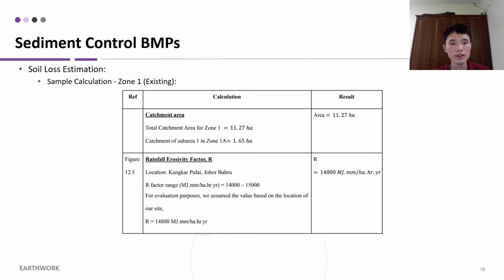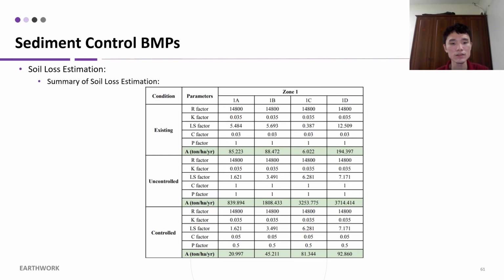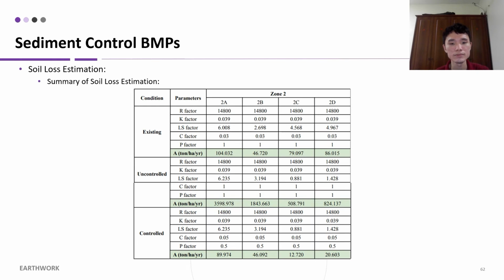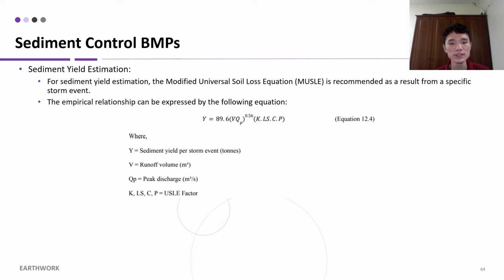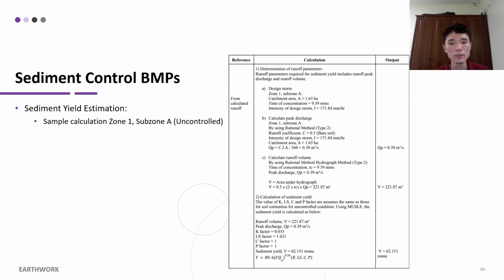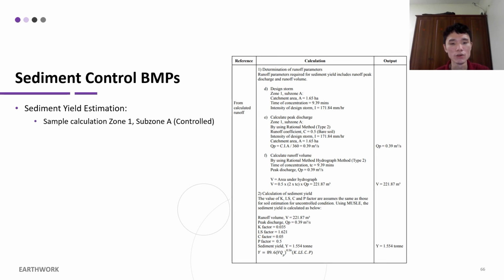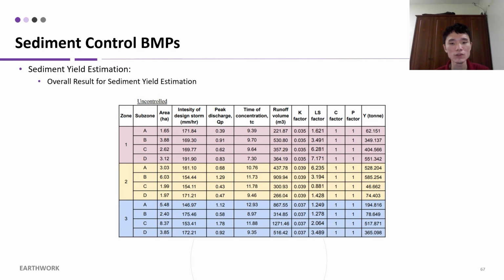This is a sample calculation to obtain annual soil loss of Zone 1 for existing. This is a summary of soil loss estimation for Zone 1, Zone 2, and Zone 3. Next, we proceed to sediment yield estimation. We use the modified universal soil loss equation as shown here. This is a sample calculation for sediment yield per storm event for uncontrolled and controlled. This is the overall result to calculate sediment yield per storm event for each zone.